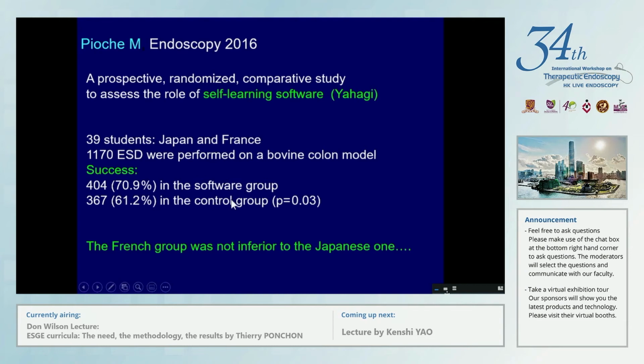Okay. But it was very interesting to observe that ESD is not genetically driven. You are not better in ESD because you are Japanese, and you are not bad because you are French. No. If you are trained, you can become excellent in ESD, even in France. And the French group was not inferior to the Japanese one. And on the opposite, the French group was a little better than the Japanese one.